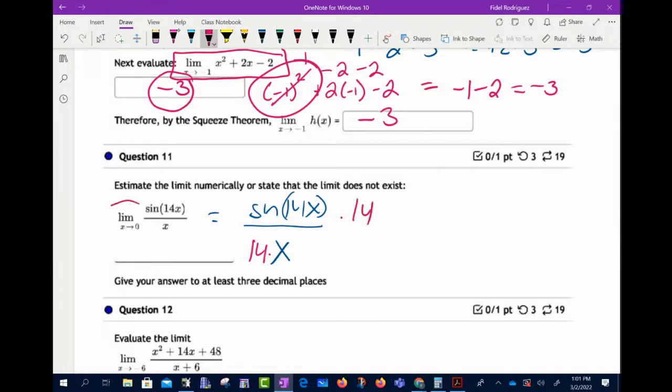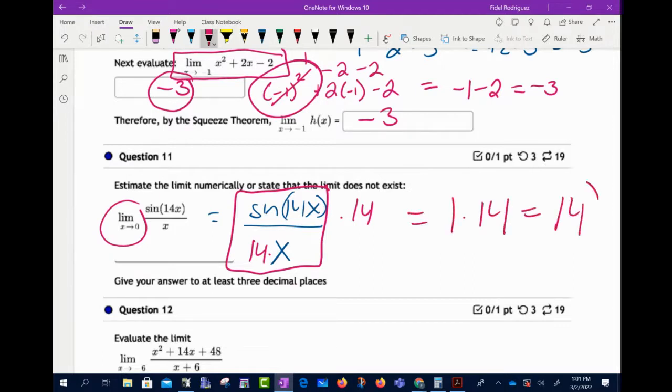Now, wouldn't you agree with me that the limit as x approaches 0 of sine of 14x over 14x would be equal to what value? Would be equal to 1. And 1 times 14 is still? There you go. Does that make sense? Yeah. Okay, but hold on. Before we go to the next one, are we good on 11, y'all?